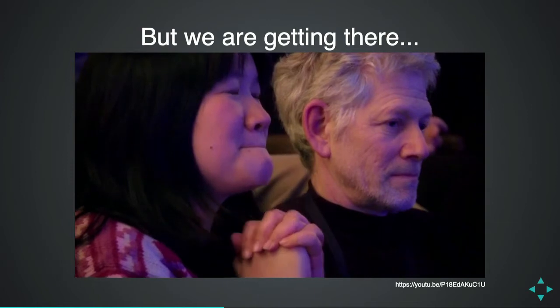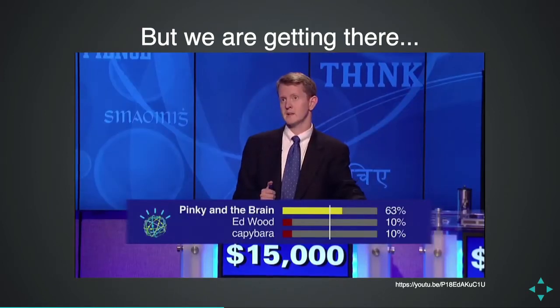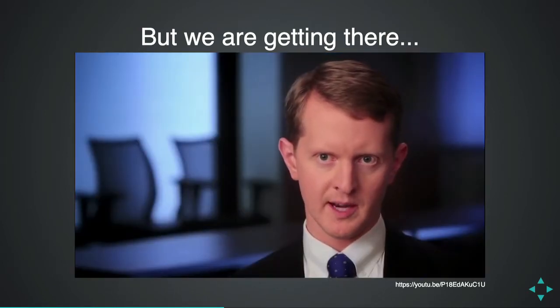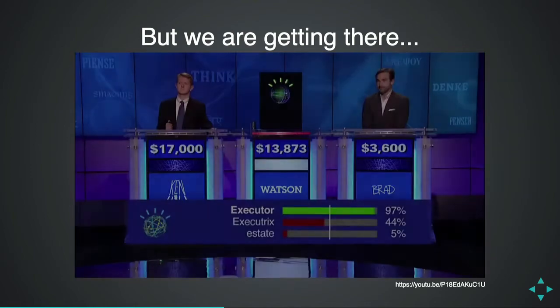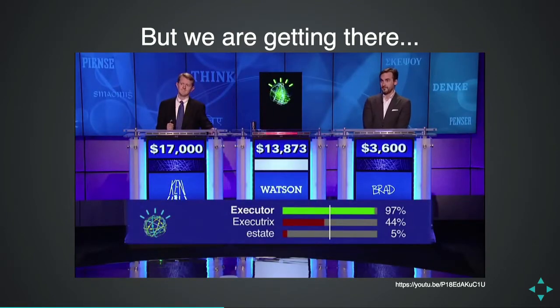We got to find that last daily double. We got to find that last daily double. It was a crucial moment in the game. There was still a daily double on the board, and it was starting to become pretty clear that it was in the legal ease category. Let's go to legal ease for 1,200. Watson. What is executor? Right.